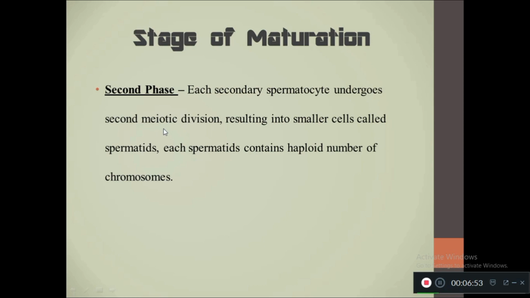So the second meiotic division follows the first meiotic division. It results in similar cells called spermatids. So here the spermatids are produced. These spermatids also contain the haploid number of chromosomes. In the first stage, you remember the division occurs, but there is no change in the chromosomes. It remains the same. But in this stage, it becomes haploid. It becomes half, divided into one, and the other half goes to the other spermatid.